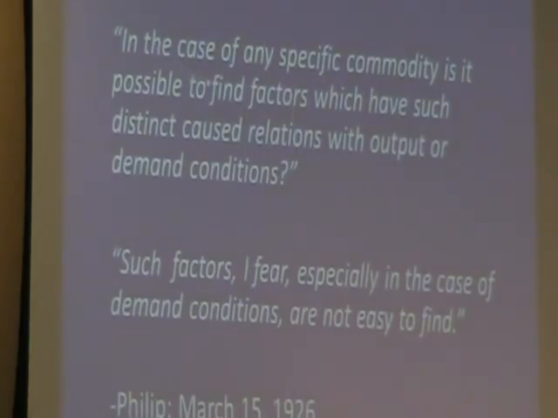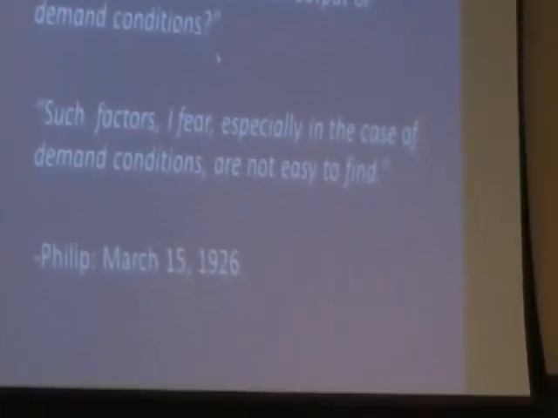He goes, in the case of any specific commodity, is it even possible to find factors which have such distinct causal relationships with output or demand conditions? He asks Sewell this. He goes, such factors, I fear, especially in the case of demand conditions, are not easy to find. And what kills me, and he must have realized this at some point, is he had another variable right there the whole time, which he would have used. Rainfall.